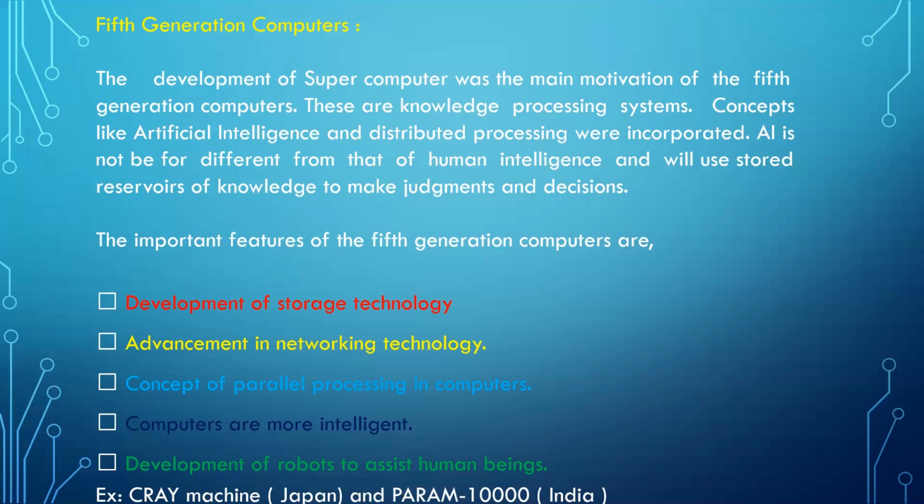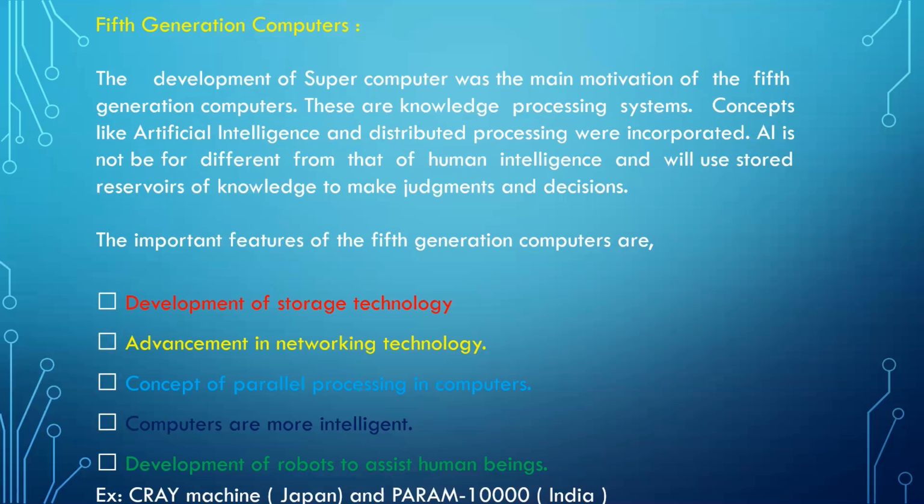And the next feature is that computers are more intelligent. As I discussed in the introduction part of the fifth generation, human intelligence is equal to fifth generation intelligence. It means the complete knowledge is stored in the fifth generation. Just like robots, these computers' intelligence is almost equal to human intelligence. That's why these are more intelligent compared to any other generation of computers.